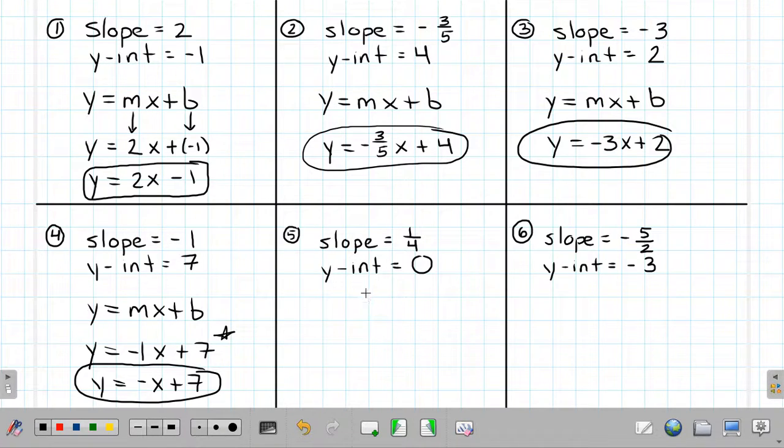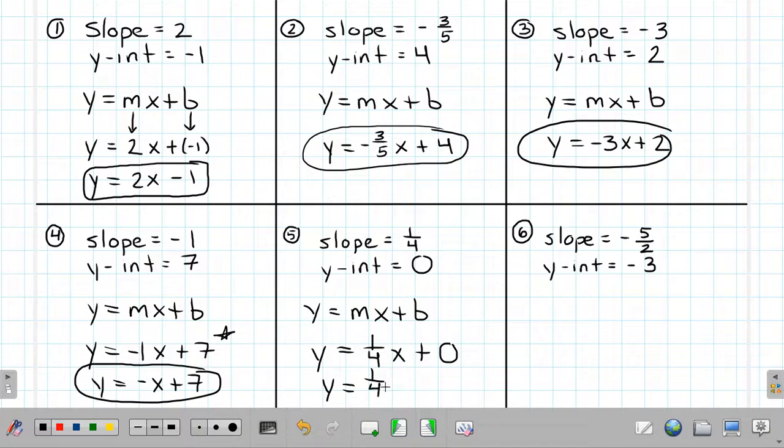But then we go to number 5. This one's a little tricky as well, but we use the same formula, y equals mx plus b, where once again, we don't know y. We know m is 1/4, so we get 1/4 x. And technically we have plus, well, the y-intercept is 0. If you wrote that out, that's technically correct. But normally you would just see this written as y equals 1/4 x, because in this case, adding 0 doesn't really do anything. You have 1/4 x plus 0. That's just 1/4 x. Okay?